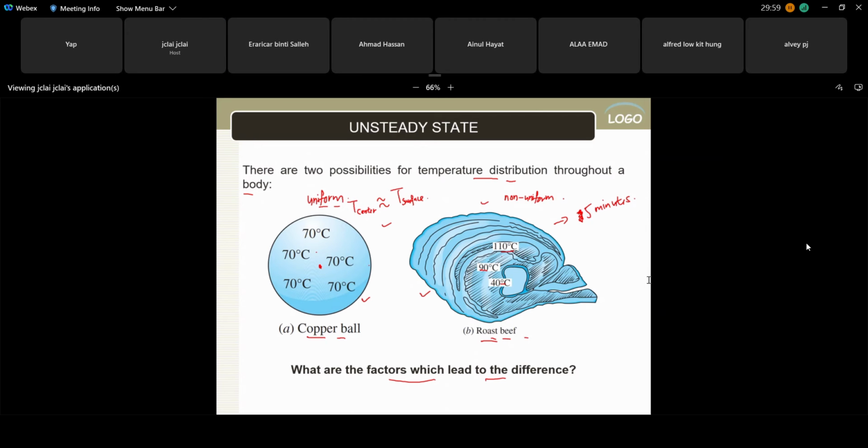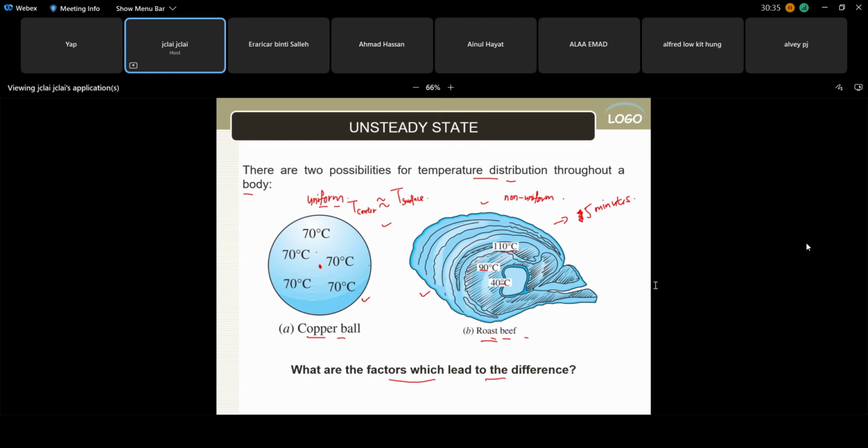Different heat conductivity, yes. Okay, different K value, right? Because conductivity determines how much heat is transferred throughout the body. Okay, good. Copper ball has higher thermal conductivity. Any other factor? So far only 3 answers. I want more answers, guys.